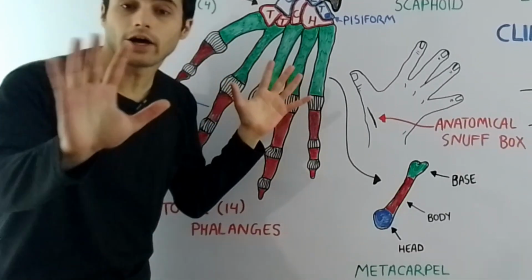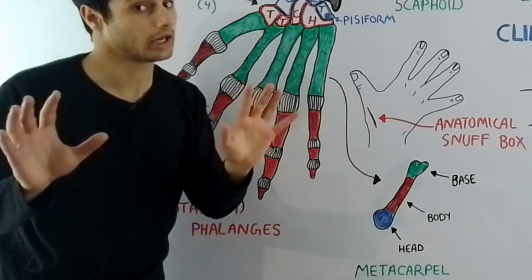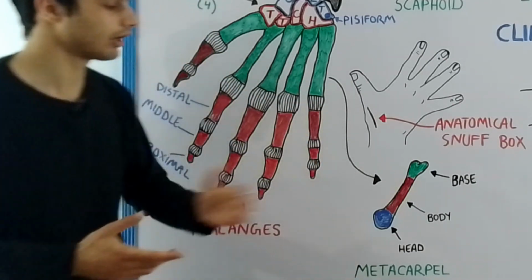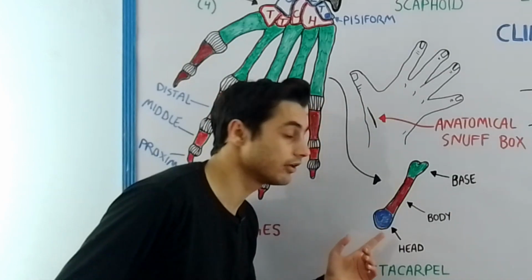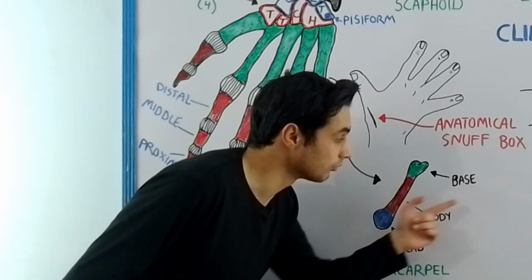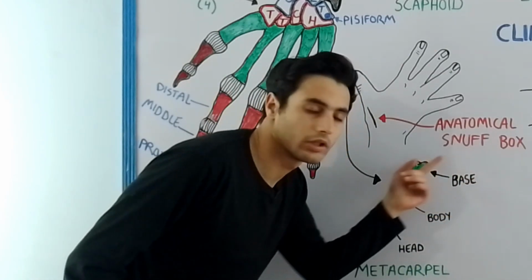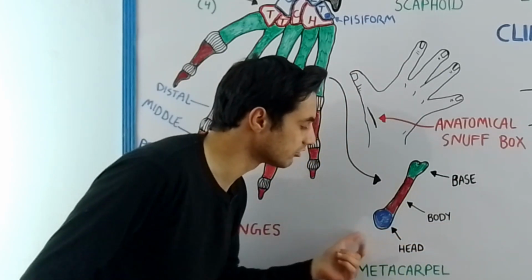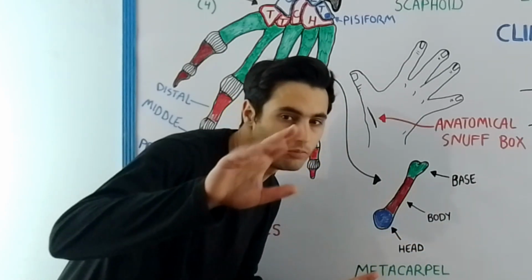Now let's talk about the metacarpal bones which are present in your palm. There are a total of 5 metacarpal bones, and their anatomy is very simple to understand. Have a look. It consists of the head, the body and the base. The base is toward the carpal bones and the head is toward the phalanges, which will form the fingers.